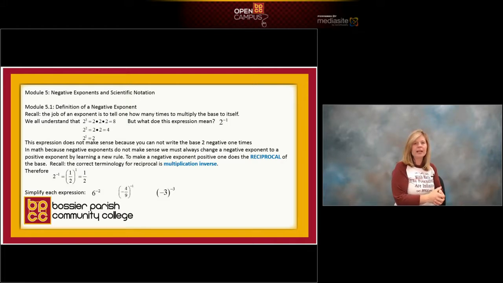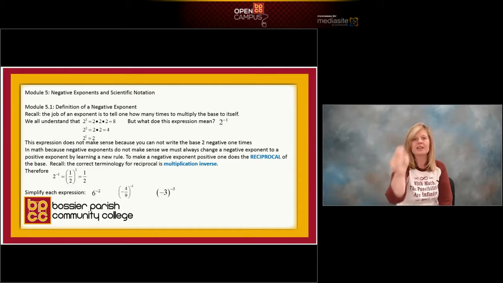So the moral of the story is our lesson in this module is going to be every time we see a negative exponent, we're going to wave our magic wand and make it positive by doing the reciprocal of the base. And the correct word for reciprocal is multiplicative inverse.